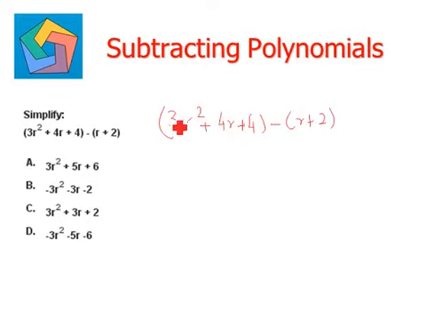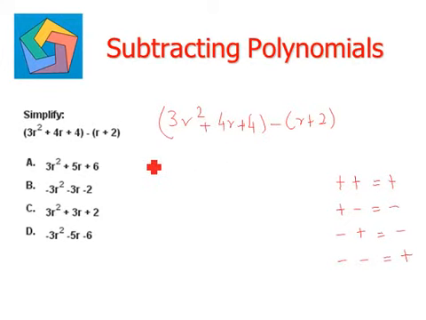To understand this, let's see something else first. When we have two positive signs and we multiply, we get a positive. When a positive and a negative are multiplied, we get a negative. When a negative and a positive are multiplied, we again get a negative. And when we multiply two negative numbers, we get a positive sign. So we will keep these rules in mind while subtracting polynomials.